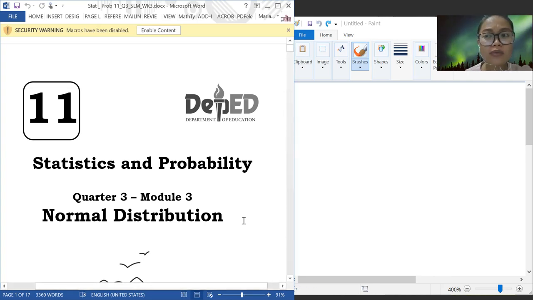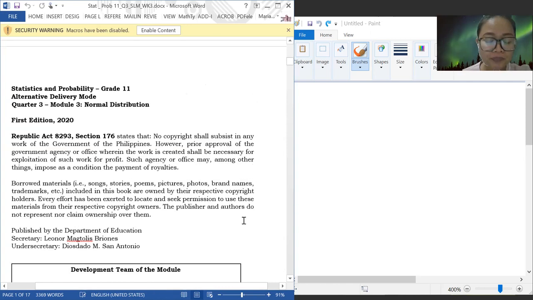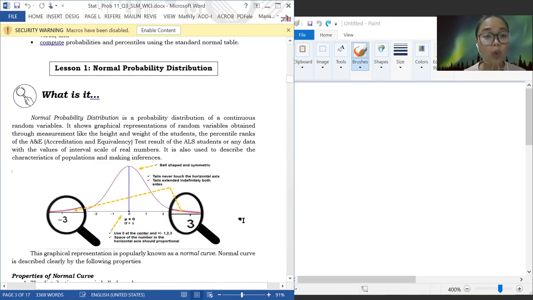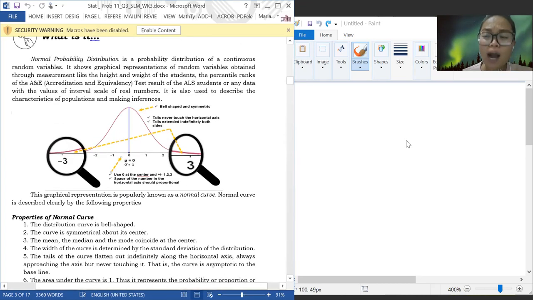So I'm going to do this one per lesson. Our first lesson is on normal probability distribution. So what's a normal probability distribution? A normal probability distribution is actually a probability distribution that represents continuous random variables.